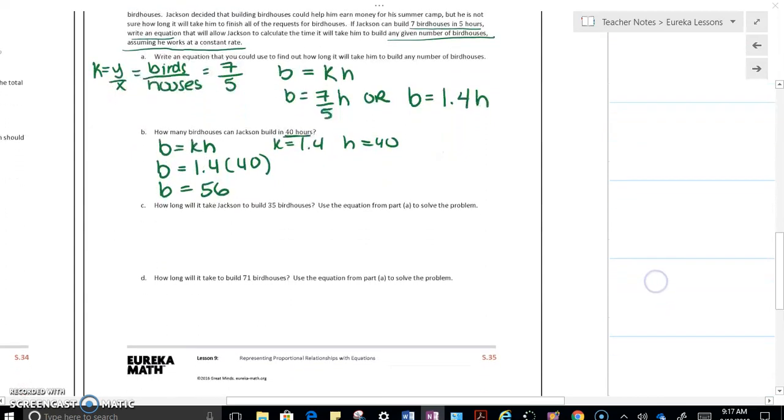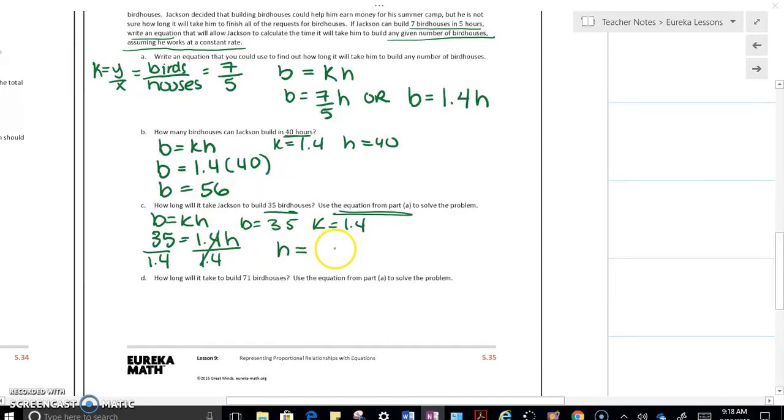How long will it take Jackson to build 35 birdhouses? Use the equation. Okay, once again, we know b is equal to 35 and k is 1.4, so 35 is equal to 1.4 h, but this time we're going to divide to solve for h. 35 divided by 1.4, h is equal to 25.